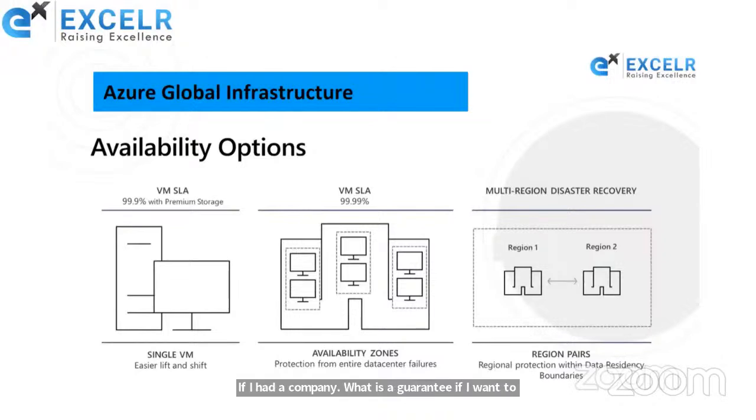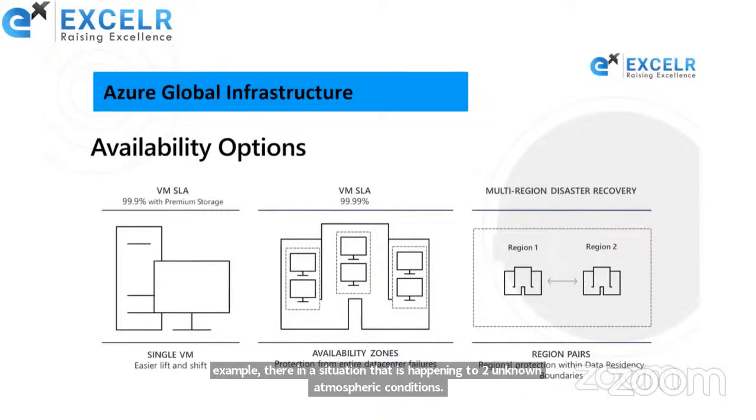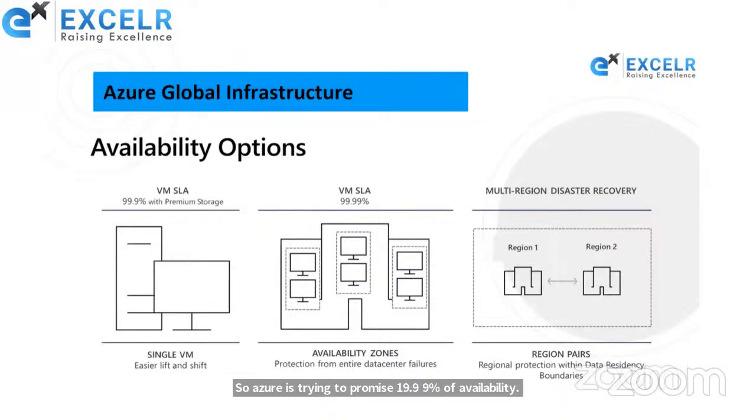They are trying to guarantee me that if there is an issue with any disaster recovery or atmospheric conditions, like thunder or heavy rains or any tsunami, for example, situations that happen due to unknown atmospheric conditions, Azure is trying to promise 99.99% availability. They can quickly have a backup in another data center, like availability zones, and replicate the data so that your data won't be lost. That's how the data can be securely transferred from one location to another location.